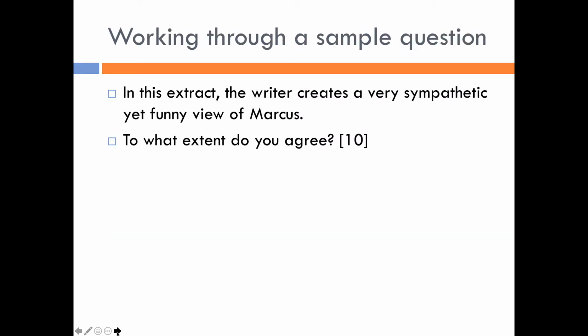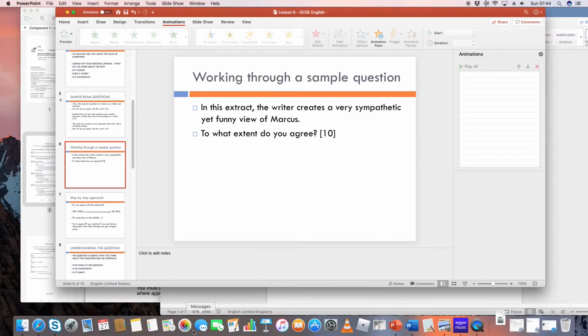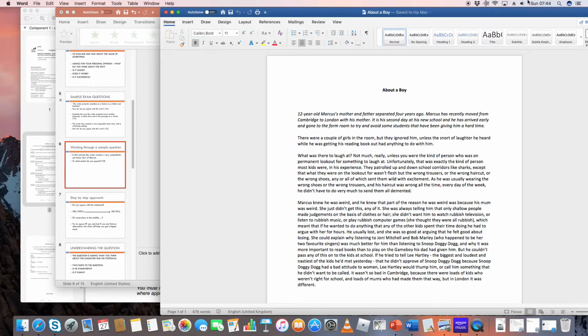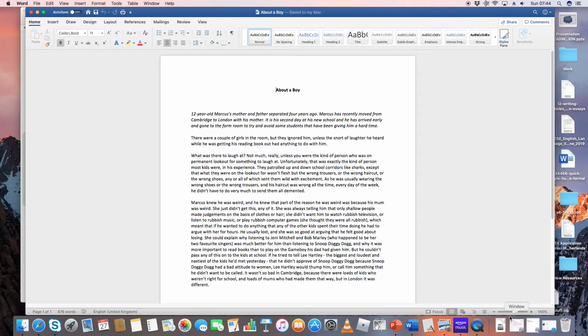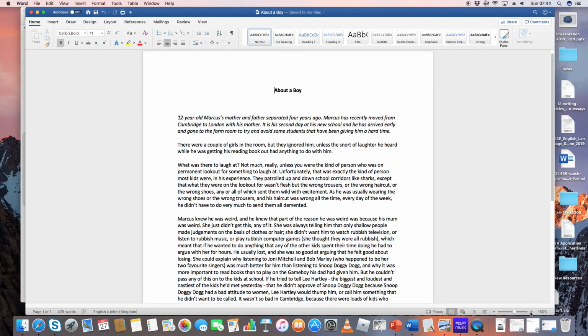So what we're going to do now is continue working on About a Boy, using the same extract that was used in the previous lesson. In this extract, the writer creates a very sympathetic yet funny view of Marcus. To what extent do you agree? So if we just go to the text itself, this was the one that we looked at yesterday. And we'll just read it through.